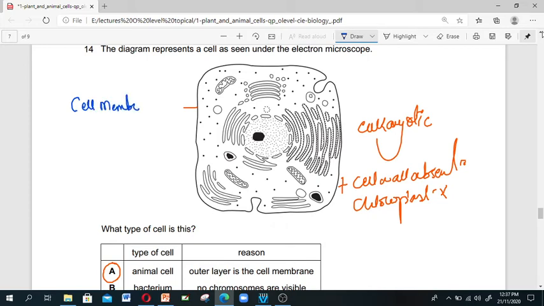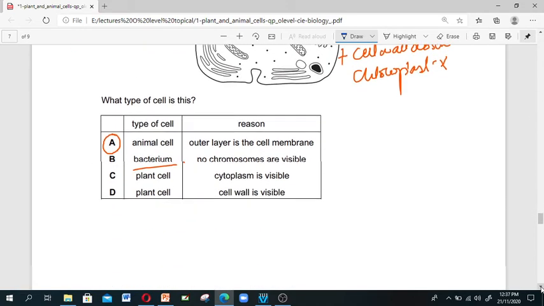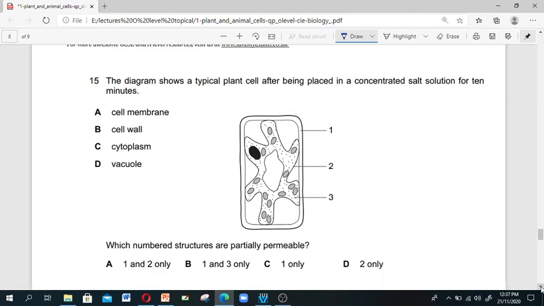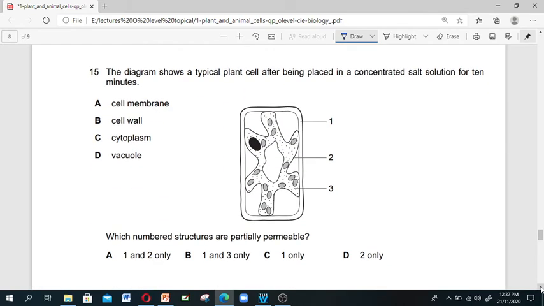Okay. Now comes MCQ number 15. The diagram shows a typical plant cell after being placed in concentrated salt solution. So what will happen? The water of the plant cell moves out by exosmosis, and this is the shrinkage of the plant cell, shrinkage of the cell membrane of the plant cell.